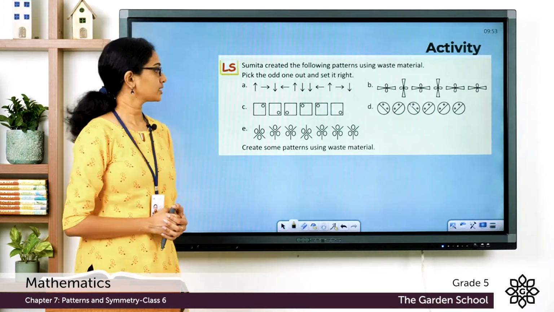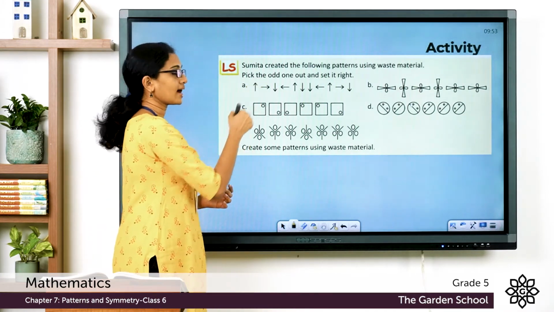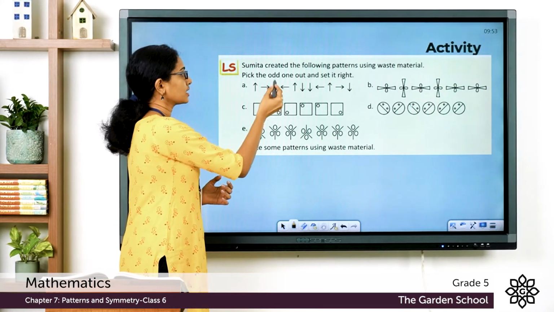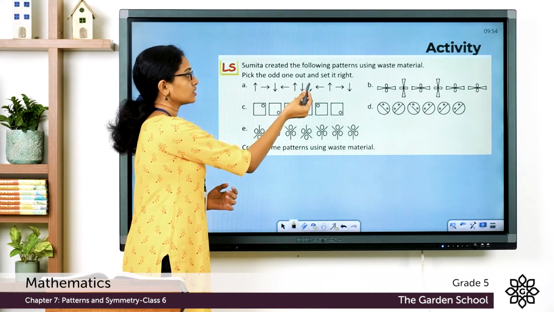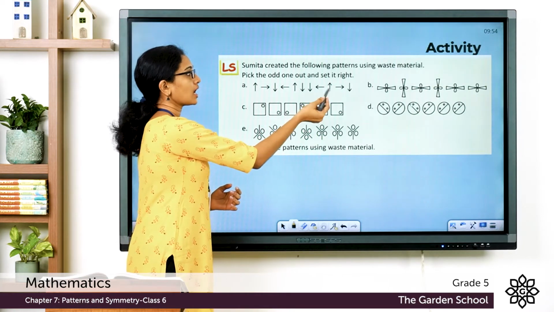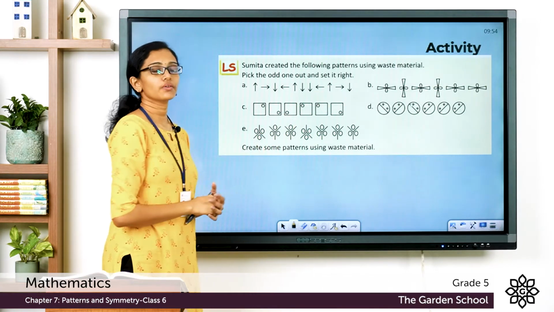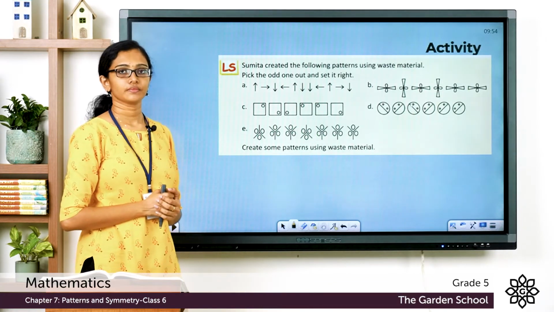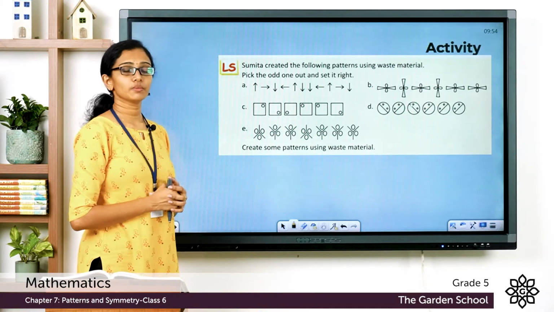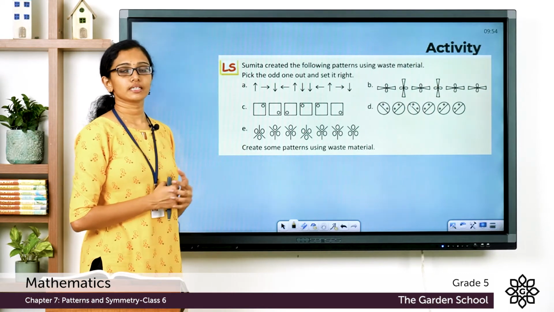The first one, you can see an arrow that goes up, then right, down, left, up, down, down, left, up, right and down. Can you pick out the odd one in this pattern? The one that doesn't seem to be fitting in this pattern.